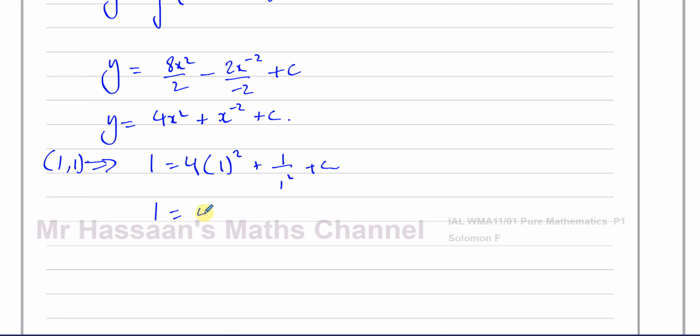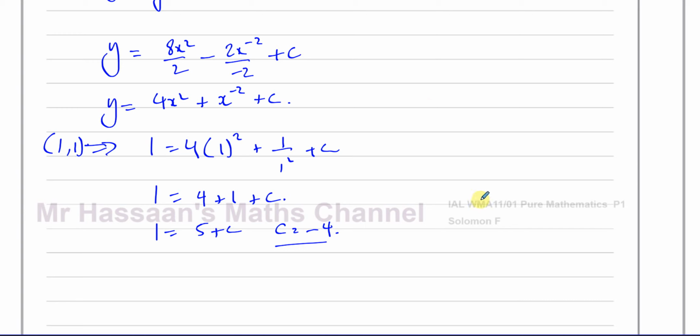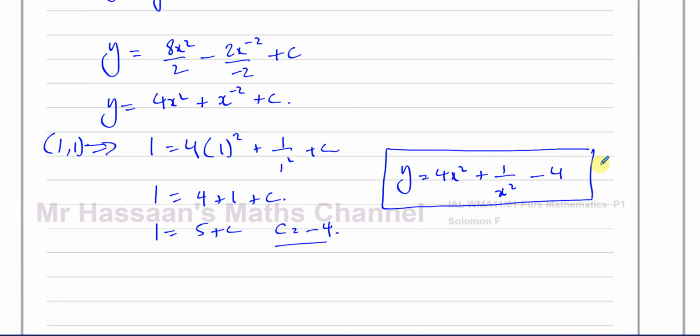One equals 4 plus 1 plus C. So 1 equals 5 plus C. So C is equal to 1 minus 5, which is negative 4. So C is equal to negative 4. So we can say our equation, therefore, is y equals 4x squared plus 1 over x squared minus 4. That's the equation of the curve C.